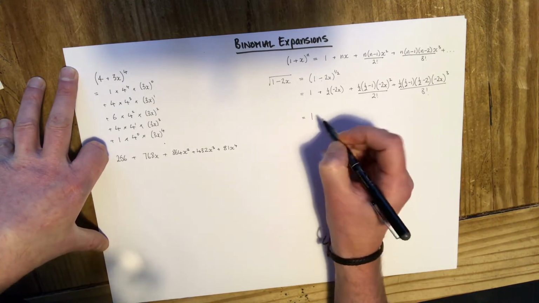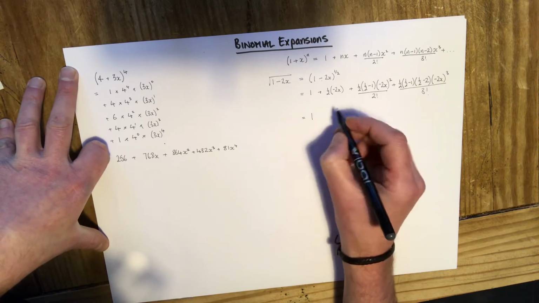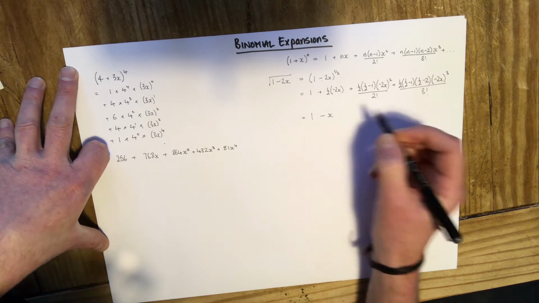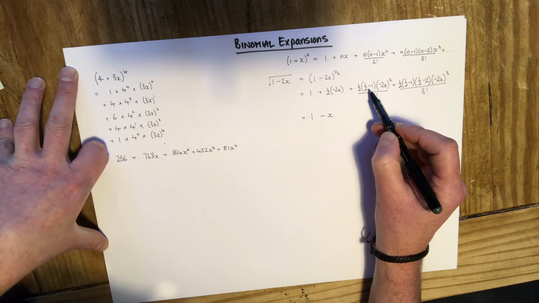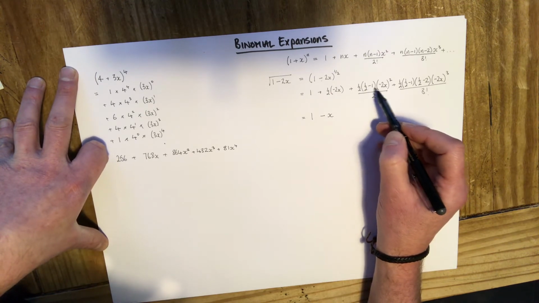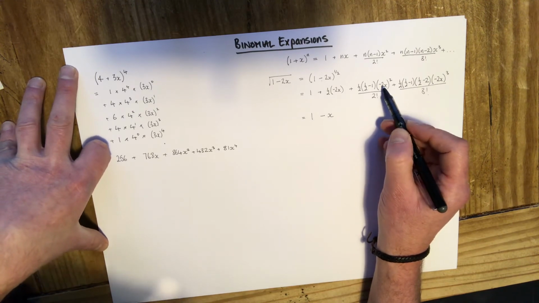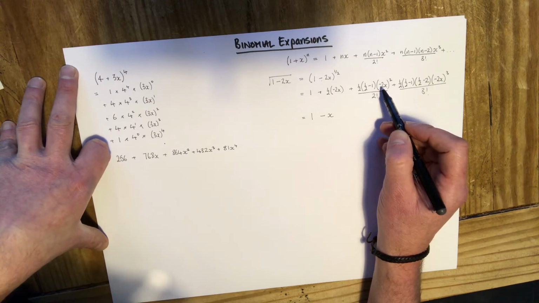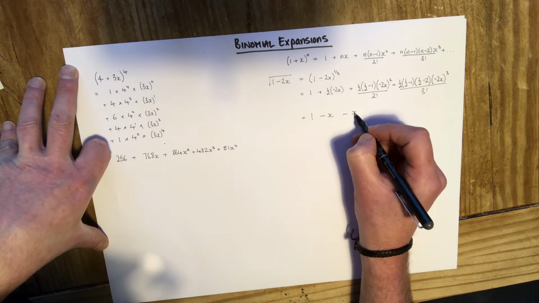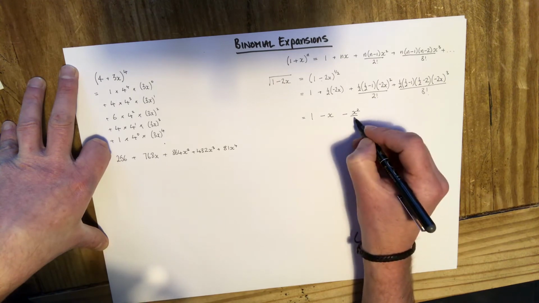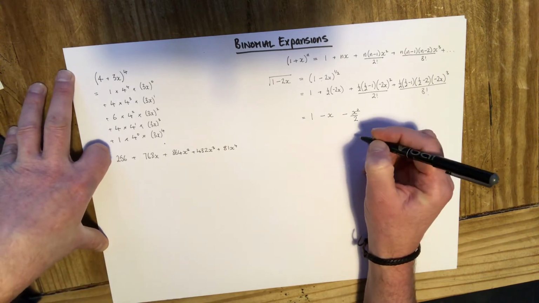All right, and now I'm just working things out. A half times minus 2 is minus 1x. A half times minus a half is minus a quarter. Minus a quarter times whatever minus 2 squared is. Minus 2 squared is 4. So minus a quarter times 4 is minus 1. So I've got minus x squared over 2 factorial, which is 2.